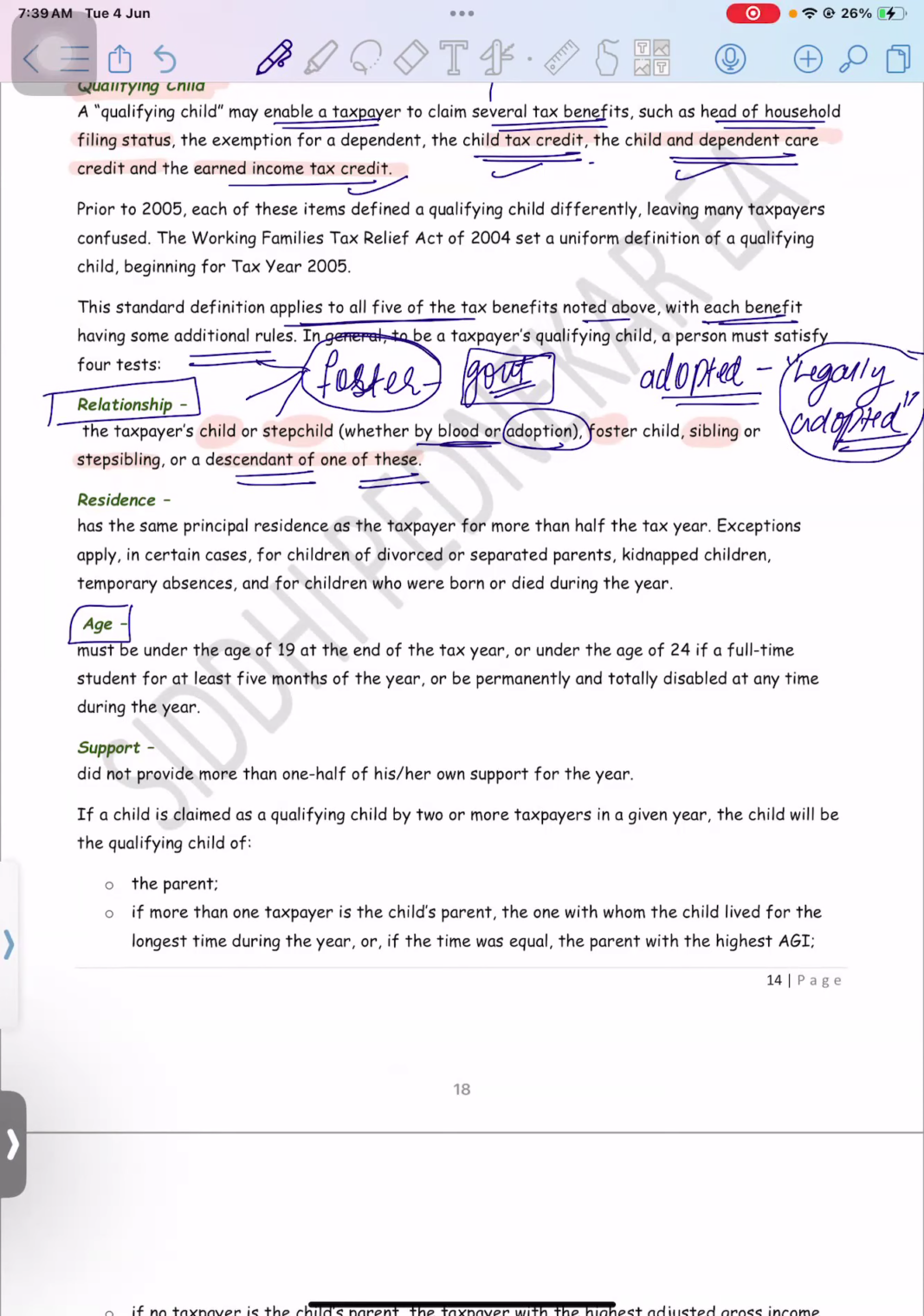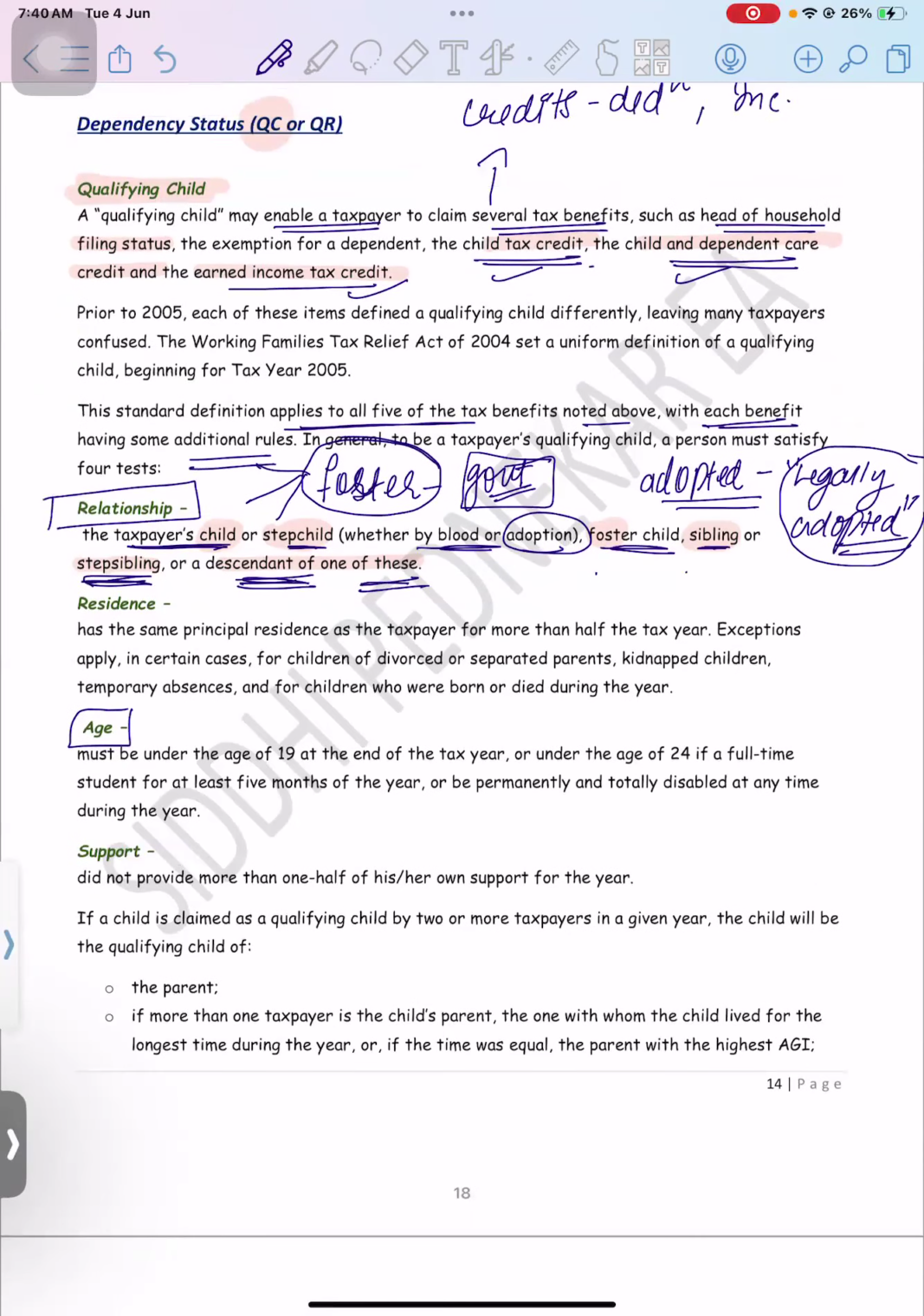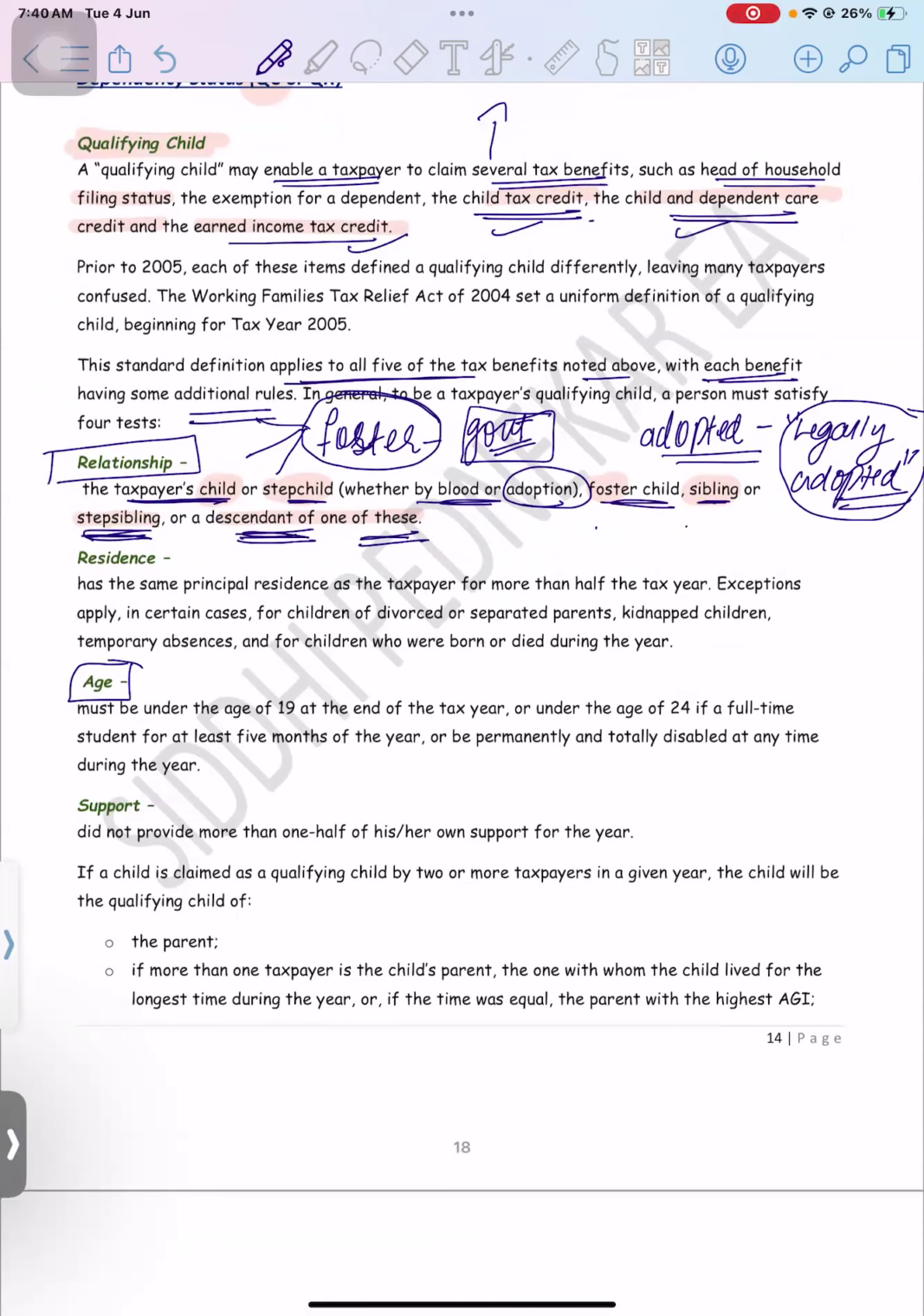So it's like taxpayer's child, stepchild is fine. Stepchild means either of the parents will be the biological parent. Foster child, okay, and sibling or step sibling or a descendant of one of these will fall under the definition of your qualifying child.